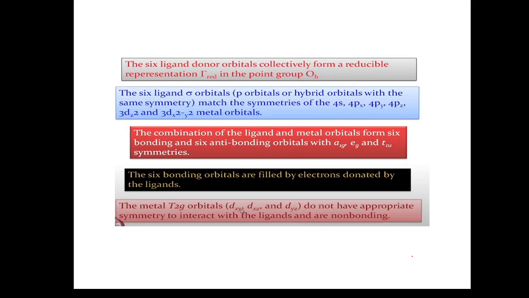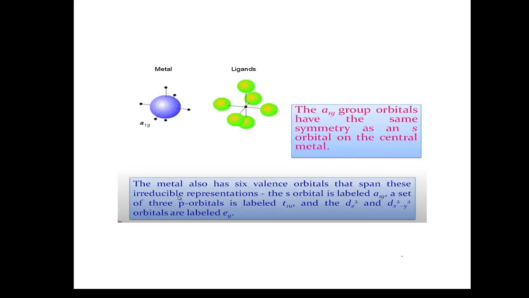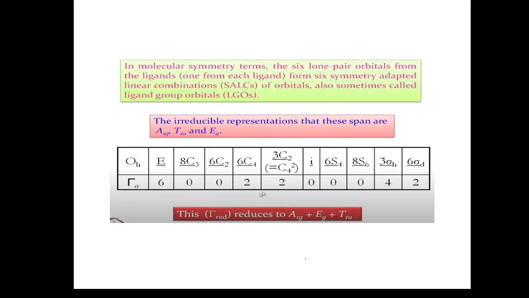Okay, so I will briefly go directly to the metal. These are already available, so we can label them. One of the important things is that for octahedral, in molecular terms, the six lone pair orbitals from the ligands form six symmetry adapted linear combinations. What are the reducible representations? What they give is basically orbitals of the kind A1G, EG, and T1U. A1G is basically like an s kind of thing, EG is metal d orbital, and T1U is kind of p.